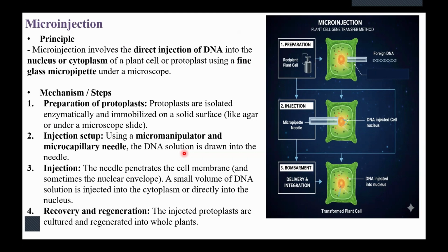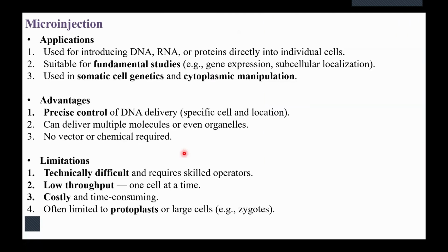By the process of recombination, we can have the recovery and regeneration of the selected hybrid cells. Whatever cells have taken up the gene of interest will be called transformed cells. We will be selecting the transformed cells and then regenerating them. The applications: we can use this method for introducing DNA as well as RNA or even proteins into the cells. We can study gene expression as well as subcellular localization using this method. It can be used for somatic cell genetics as well as cytoplasmic manipulation.